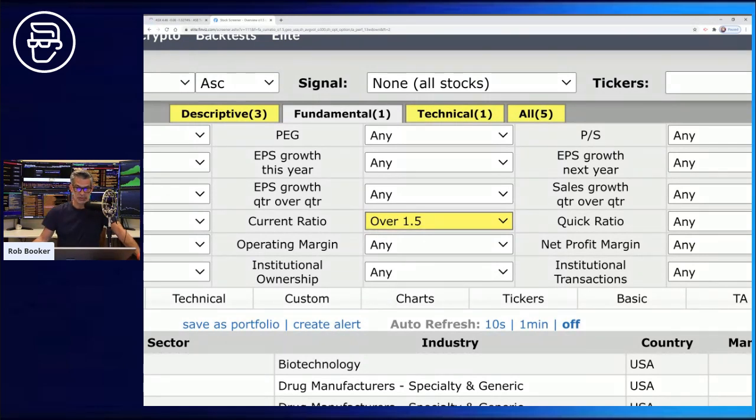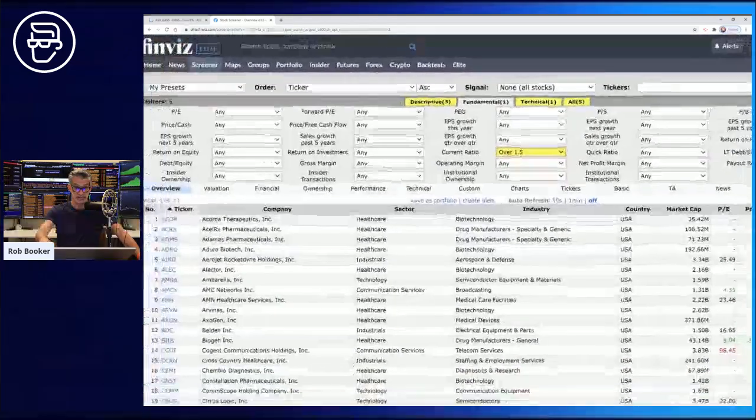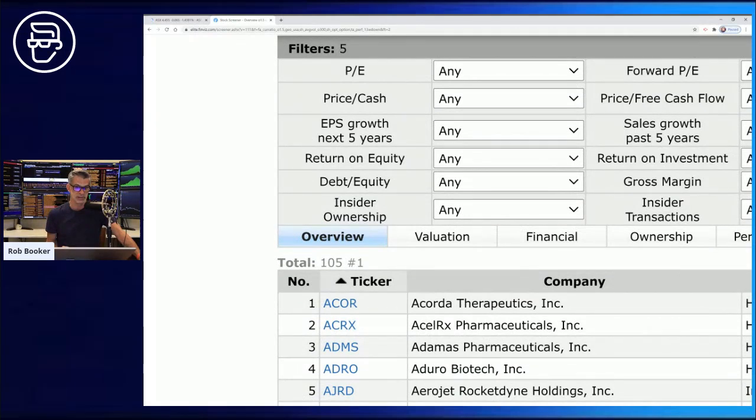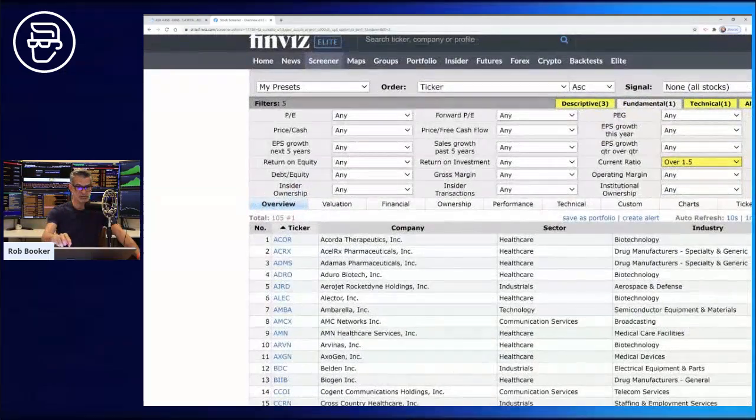It means if there's a credit crunch or a problem in the stock market that leads to a credit crunch, these companies can survive. Now we're down to 105 stocks. So these are stocks that have a good cash position, but they've been down for the quarter. Okay, we're looking for broken stocks and good companies.